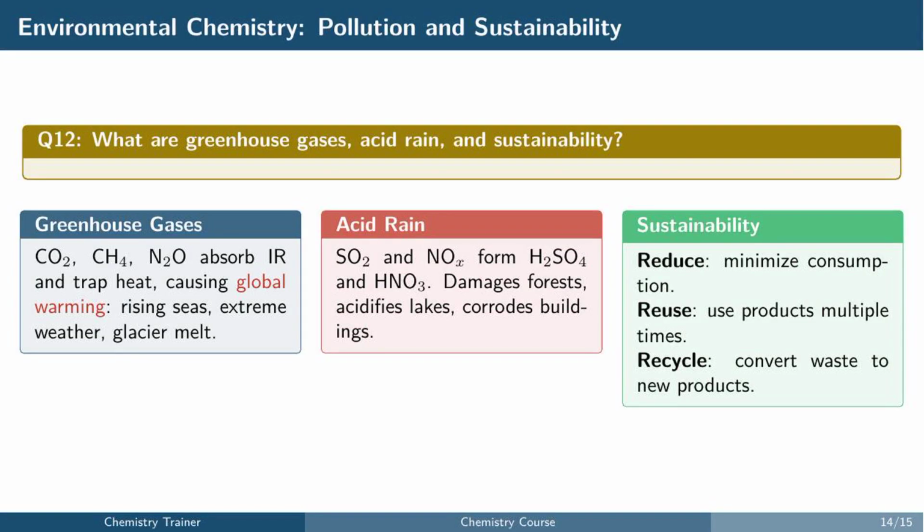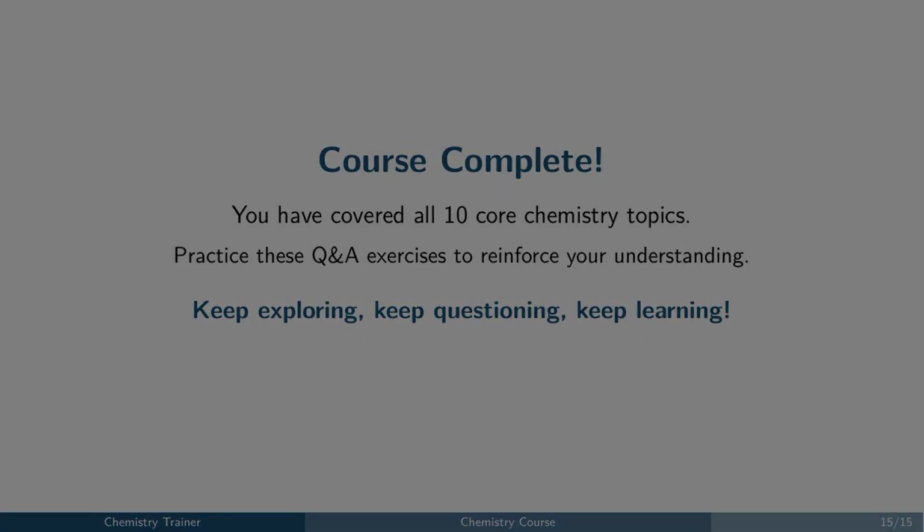Question 12. What are greenhouse gases, acid rain, and sustainability? Greenhouse gases like carbon dioxide and methane trap heat, causing global warming, rising seas, and extreme weather. Acid rain forms when sulfur dioxide and nitrogen oxides create sulfuric and nitric acids, damaging forests, lakes, and buildings. Sustainability means meeting present needs without compromising future generations through reducing consumption, reusing products, and recycling waste.